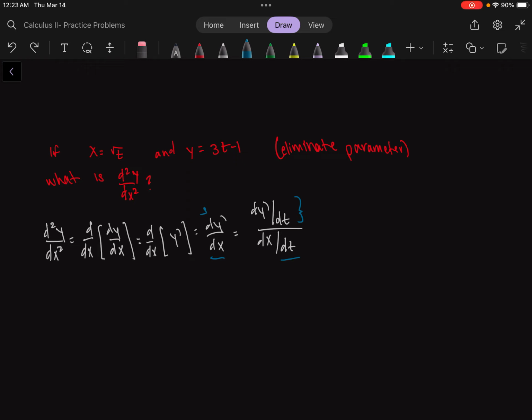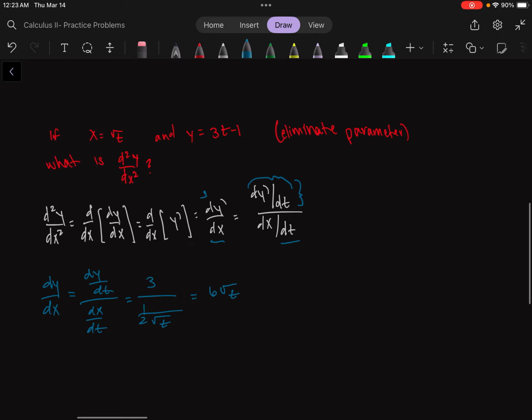Well, let's find the first derivative and we'll plug it in there. So the first derivative, dy over dx, it's the same thing as dy over dt over dx over dt. So the derivative of y with respect to t is 3. The derivative of x with respect to t is 1/2 root t on the bottom. And we could rewrite this to be 6 square roots of t with some simplification. Okay, now we're going to plug it into this formula.